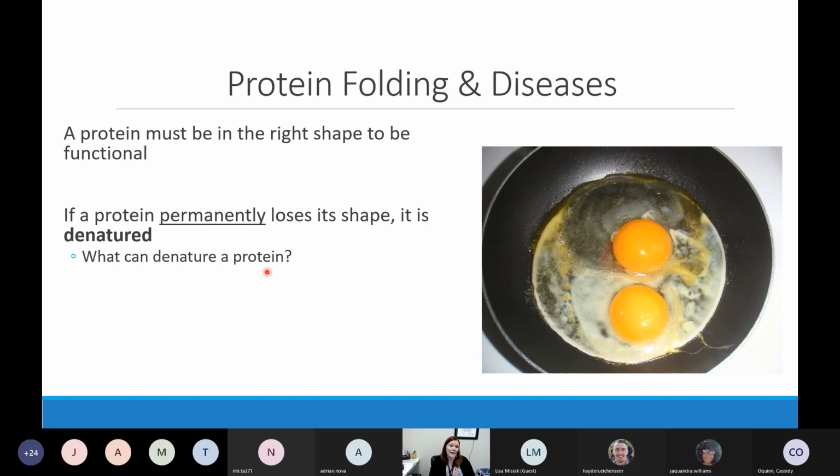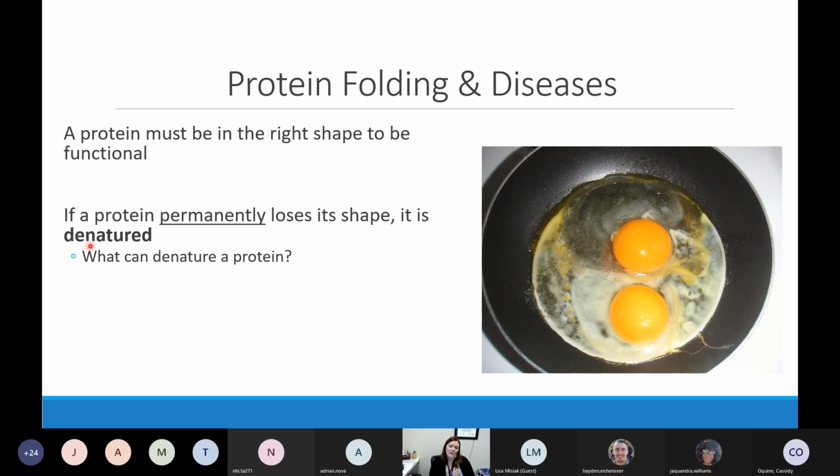Heat, one of the ways that I can denature a protein. I can also mess with my pH, so I could make something really acidic or really basic. Yeah, Lisa mentioned radiation. I could use radiation to damage things. Yeah, so there are a lot of different things that mess with our proteins. If we change their 3D shape and they can't fix themselves, they are denatured.